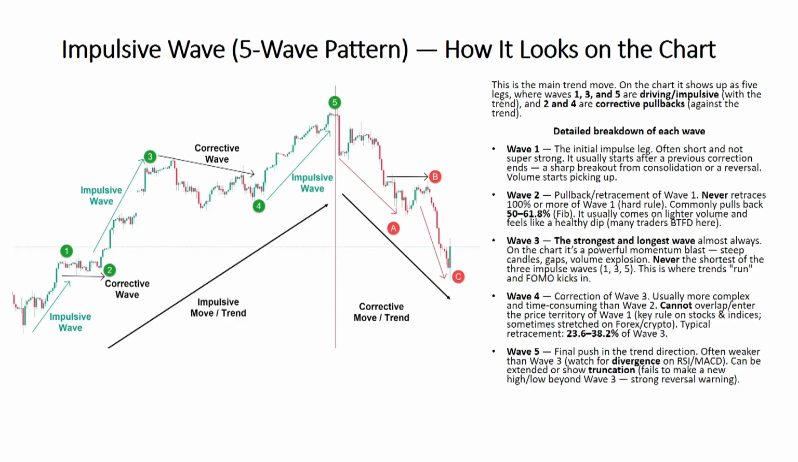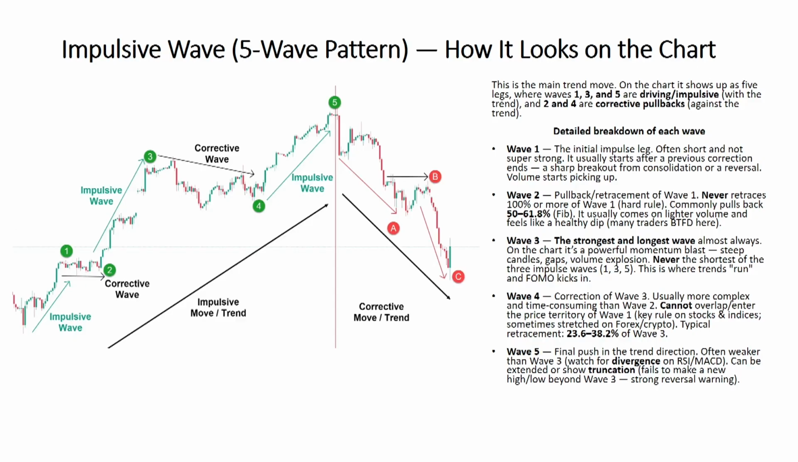Now let's break down the impulse waves. Wave 1, this is the initial move. It's usually not very strong and often goes unnoticed. It typically starts right after a correction ends, either as a breakout from consolidation or a reversal. Volume begins to increase here.